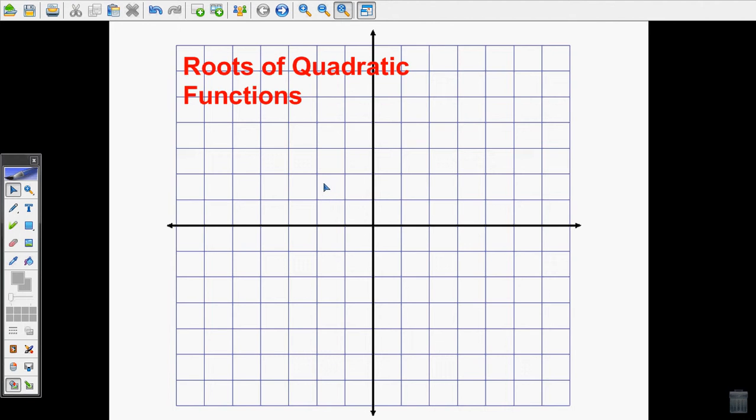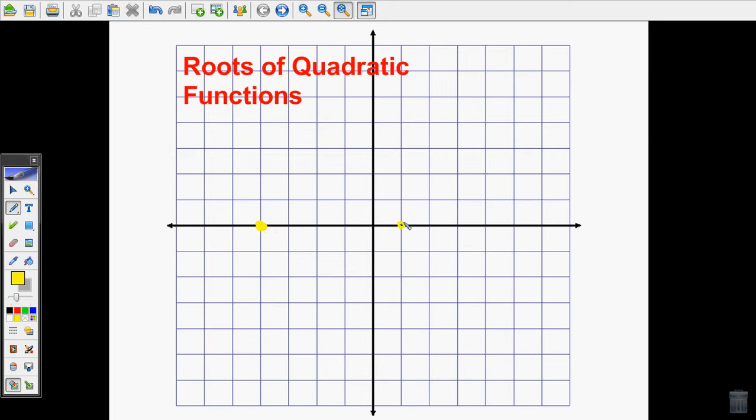All right, so what I'm going to talk to you about is the roots of quadratic functions. Roots are also known as zeros, and those are the solutions where the function crosses the x-axis. It's like finding your x and y intercept of a linear function.